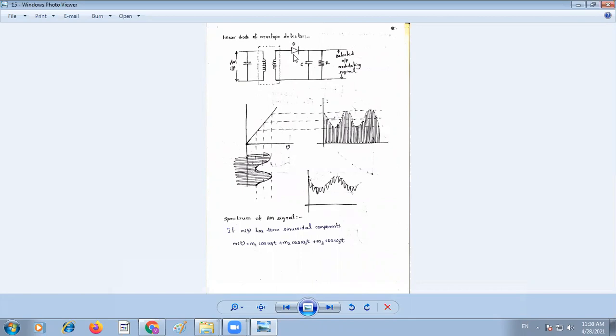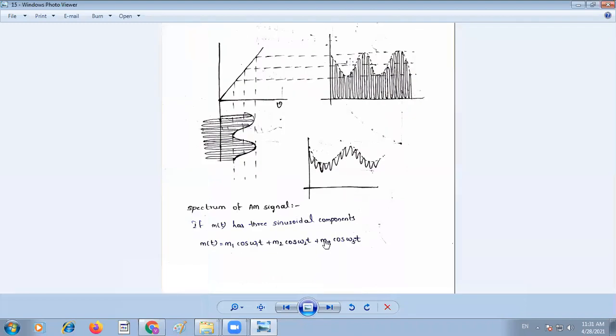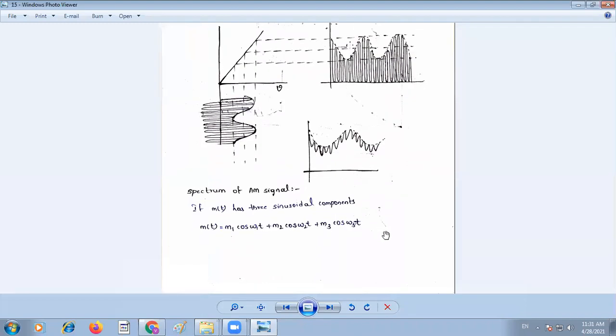The diode is on for the positive peak. When the diode is on, the capacitor is charged, so the output is charging. For the negative signal, the diode is off. When the diode is off, the capacitor is discharged. So charging and discharging take place, and this type of signal is generated. See that.